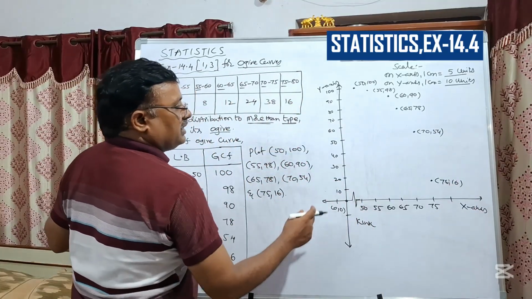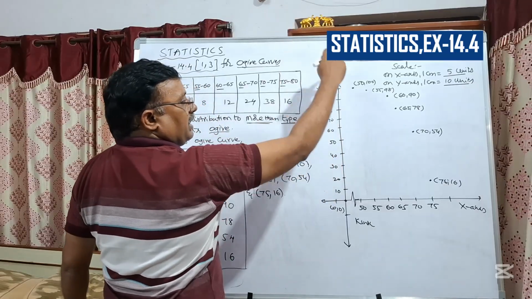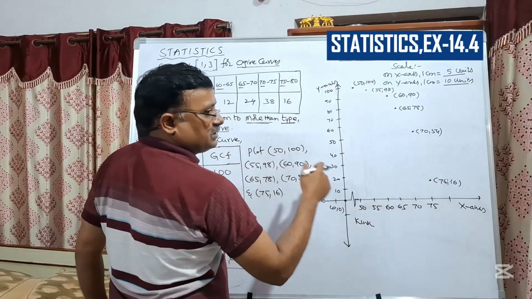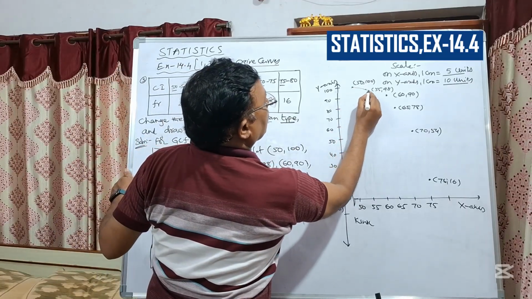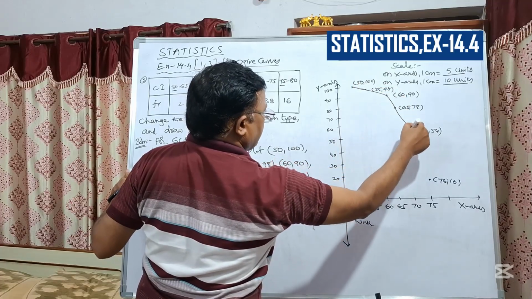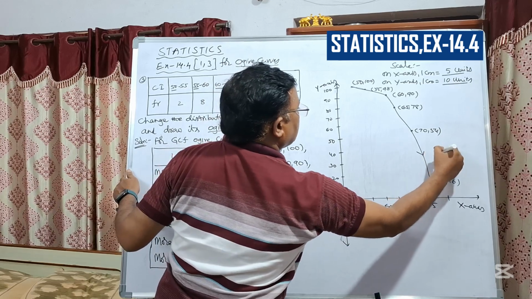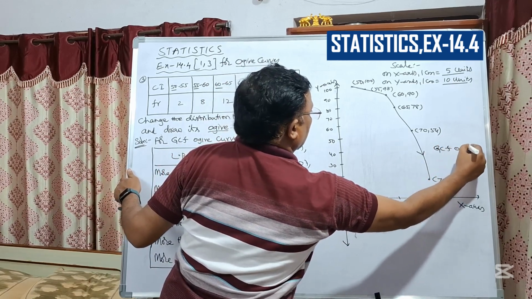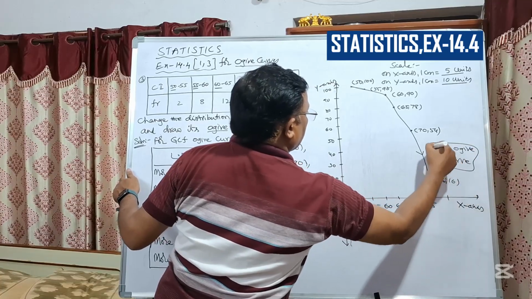That's it. Now you see the plotting of the points. They start with the peak value and gradually decrease. That's why it is descending order. Okay. So now join them with a smooth curve. This gives us the GCF ogive curve. Understood? This is our required curve.